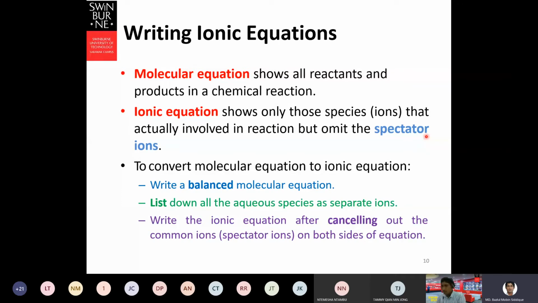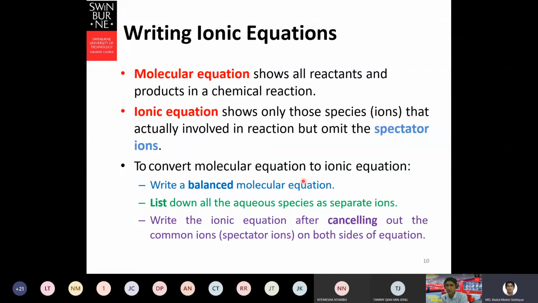Okay, so the ionic equation tells us which ions are actually doing the reaction, or actually involved in those reactions. So first of all, we have to write the molecular equation. If we do not write the molecular equation, there is no way we can write the ionic equation. So we have to write it first, and then we have to balance the equation.